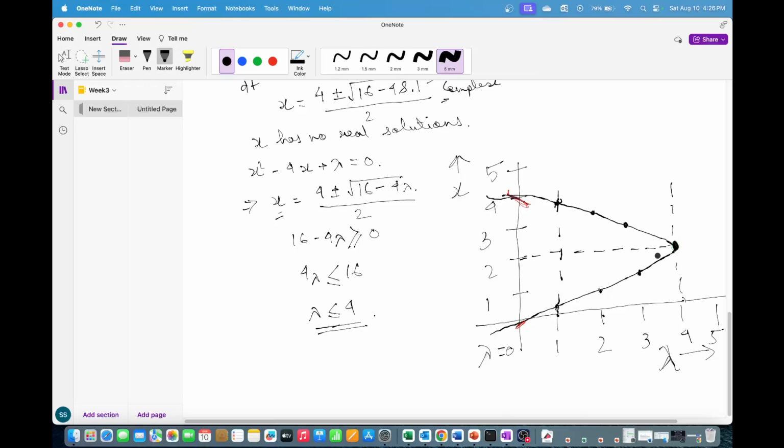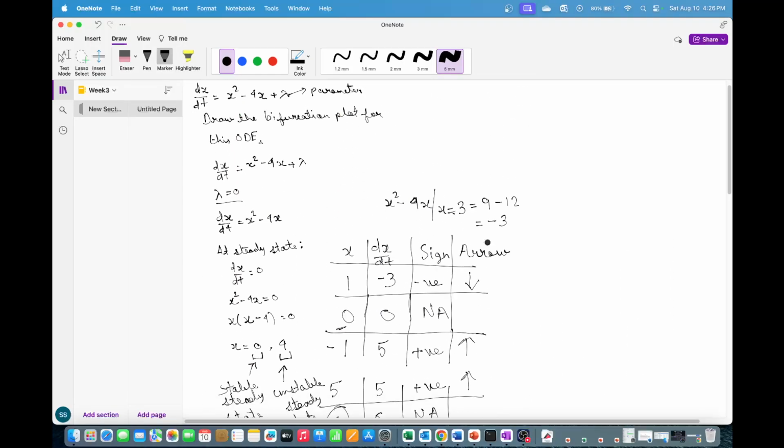these 3 points. But at lambda equal to 4, the curve takes a U-turn like that. So beyond lambda equal to 4 you cannot go. So this is how your bifurcation plot looks. Let me draw the lines here as well. Yeah. So this is how your bifurcation plot will look when you vary lambda with x.